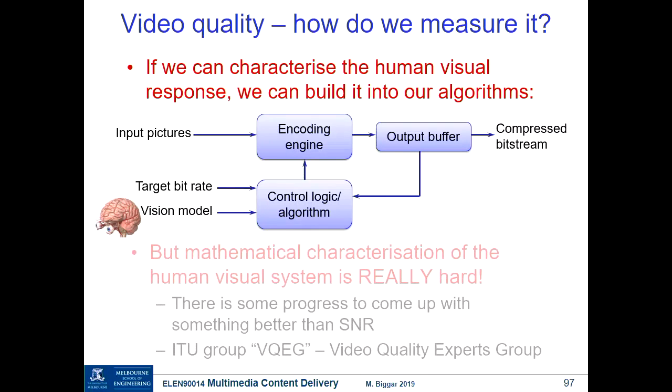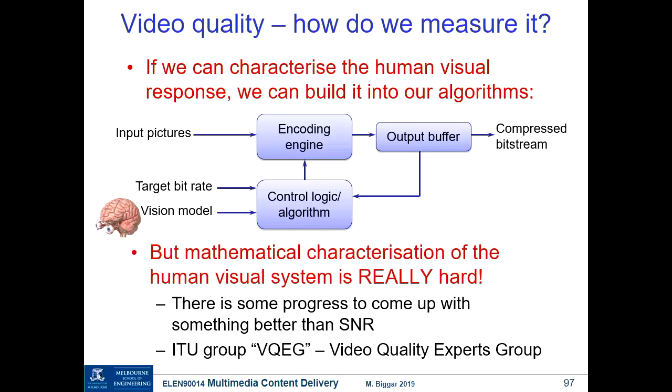But the problem is that the mathematical characterization of this human visual system is a really hard problem. It hasn't really been solved.